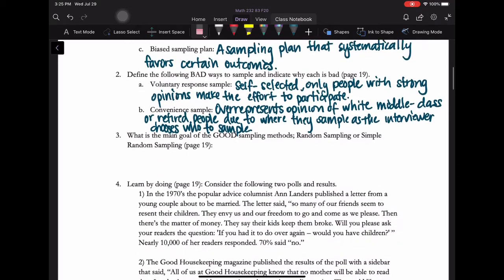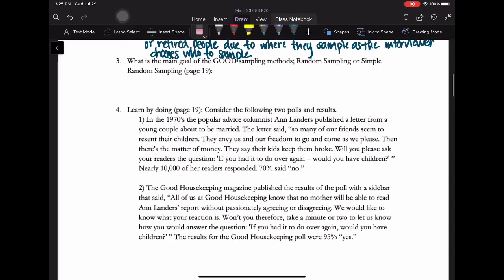So the main goal of good sampling methods, the 3 above, random sampling, or simple random sampling, is to eliminate bias, and we want an equally likely chance of being chosen. So our goal is to eliminate bias, and we do this by making sure that everyone has an equally likely chance of being chosen.